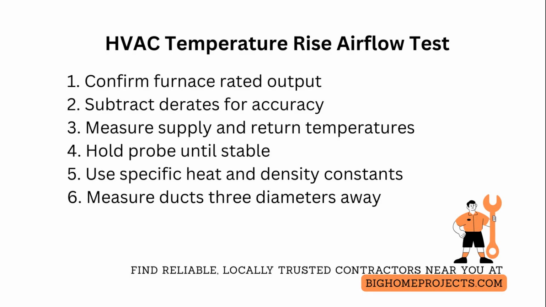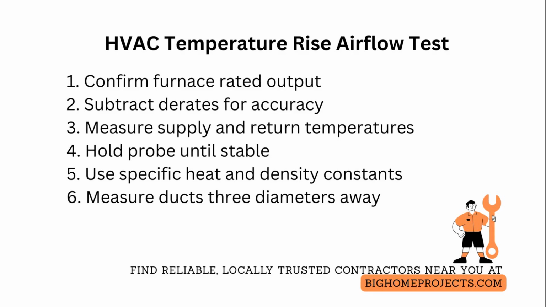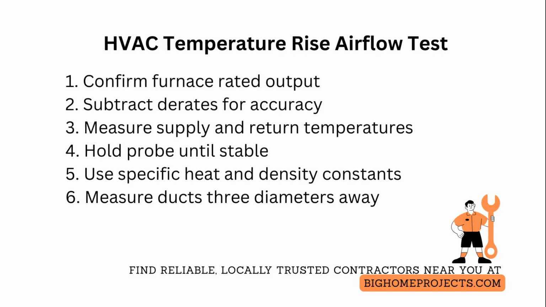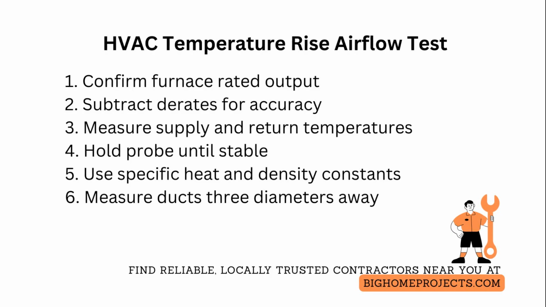Start by confirming the furnace-rated output in British thermal units per hour from the data plate, subtracting any derates for venting or installation conditions to get the actual sensible heat available. Then measure supply and return dry bulb temperatures at duct locations that represent system averages. Hold the probe steady until readings stabilize to avoid transient errors.